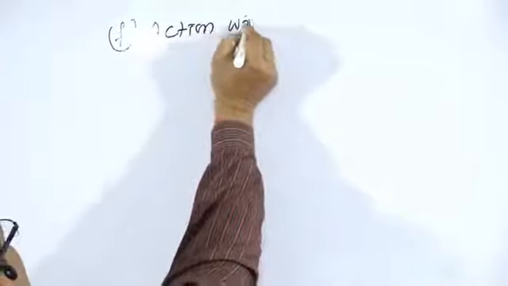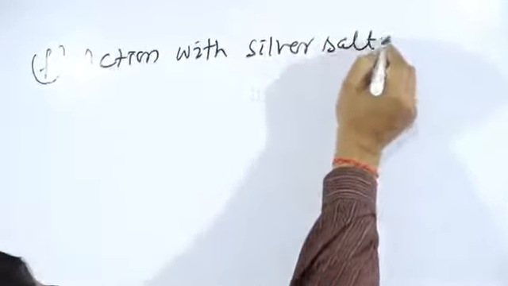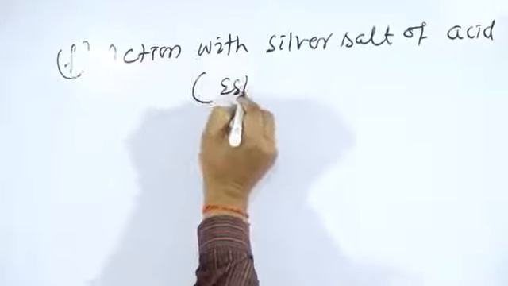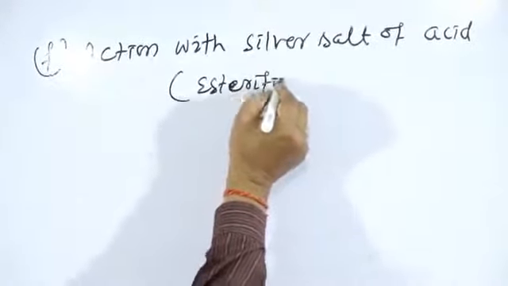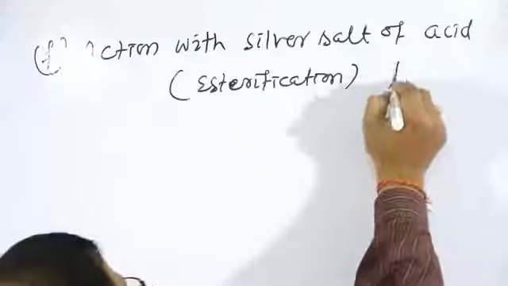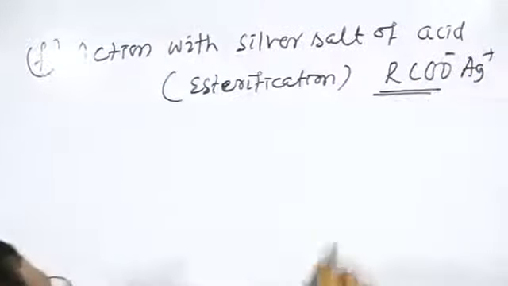Next, we will look at the reaction of the alkyl halide with the silver salt of acids. Action with silver salt of the acid is esterification, that is, the formation of an ester. The silver salt of the acid is RCOOAg, that is Ag+ and RCOO-. This will act as the nucleophile.